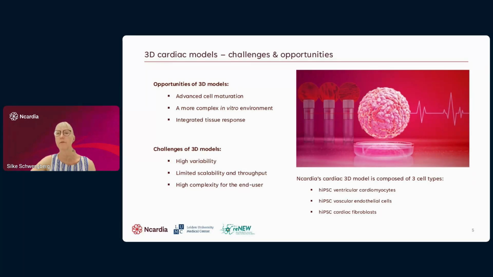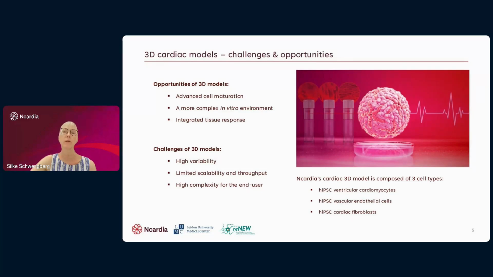types. In the case of the cardiac 3D models, we are integrating ventricular cardiomyocytes, vascular endothelial cells, and cardiac fibroblasts. And as a consequence of having all these different cell types in the mix, they should also show a more integrated tissue response. That means that any compound that you throw into the mix will, of course, act on 3 cell types. And then due to the crosstalk of the cell types, the result that you get out of a 3D model might look slightly different from the answer that you would get if you only investigated one of the cell types in a 2D model.